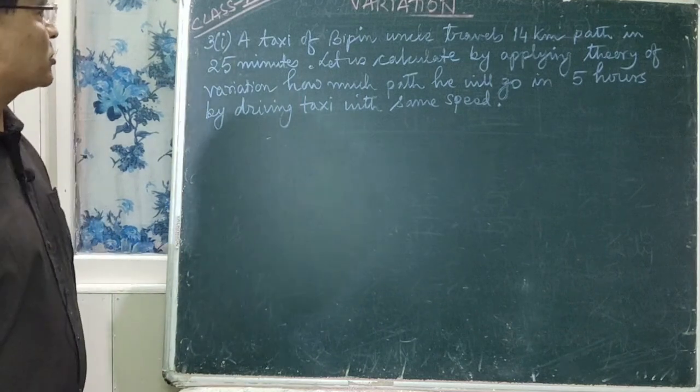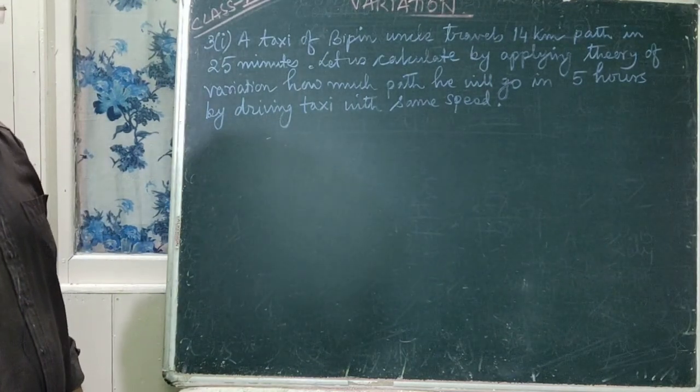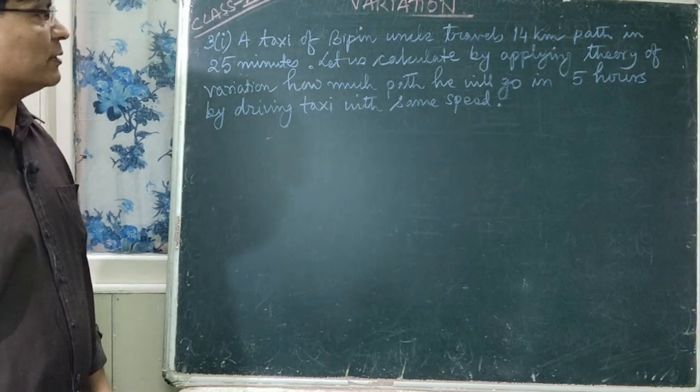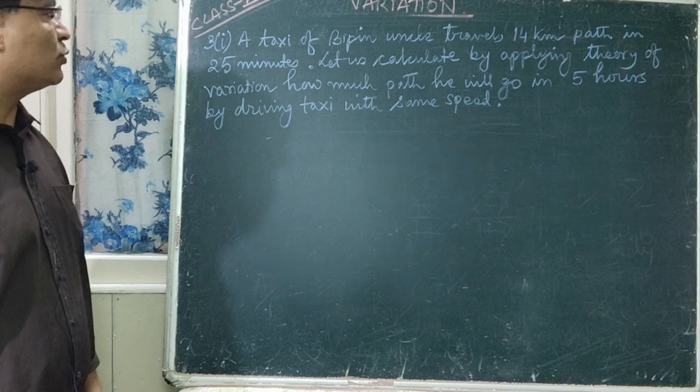Now we'll do the next question, that is question number 3, number 1. A taxi of Bipin uncle travels 14 km path in 25 minutes.